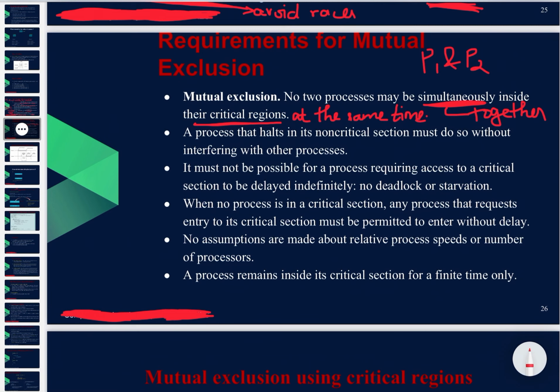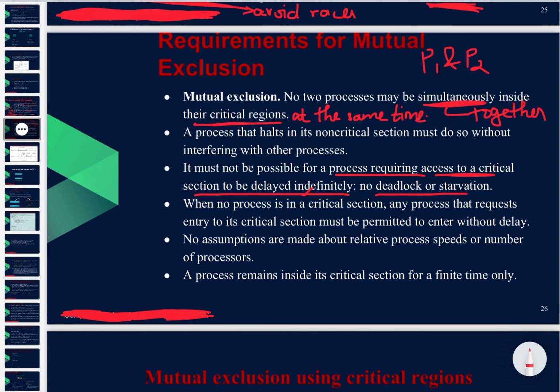A process that halts in its non-critical section must do so without interfering with other processes. It must not be possible for a process requiring access to a critical section to be delayed indefinitely. No deadlock or starvation.